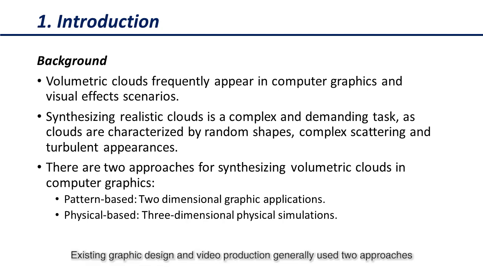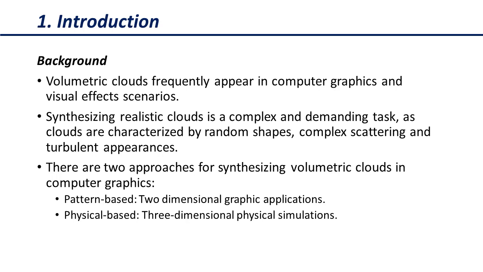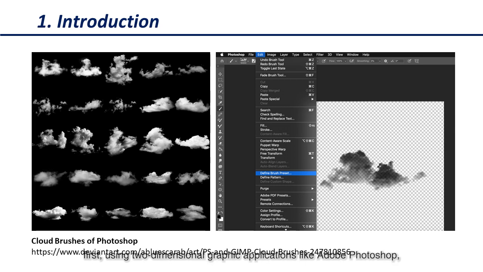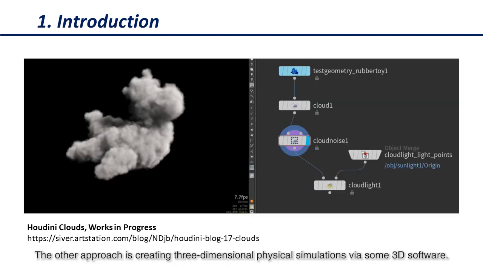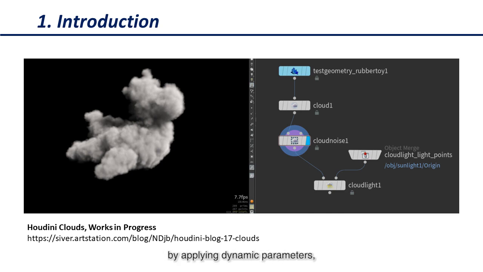Existing graphic design and video production generally use two approaches to obtain volumetric cloud scenes. First, using two-dimensional graphic applications like Adobe Photoshop, whereby the user creates a stamp brush and then defines a transparent cloud image. The other approach is creating three-dimensional physical simulations via some 3D software. For example, Houdini, Unreal Engine 4 and Blender can generate natural clouds by applying dynamic parameters, including turbulent noises, air velocity, and lighting.